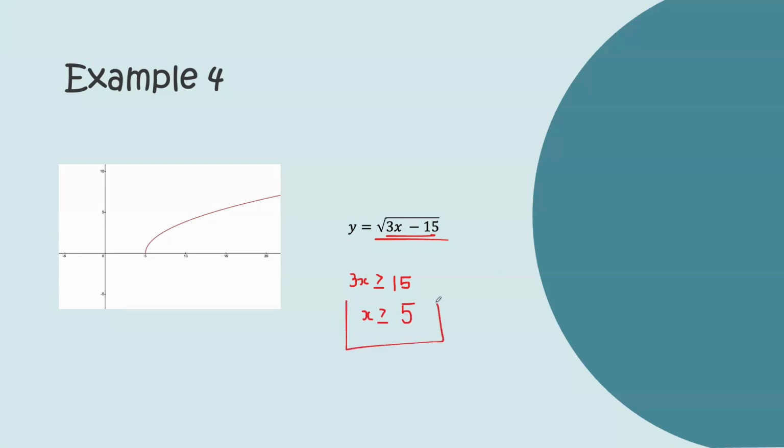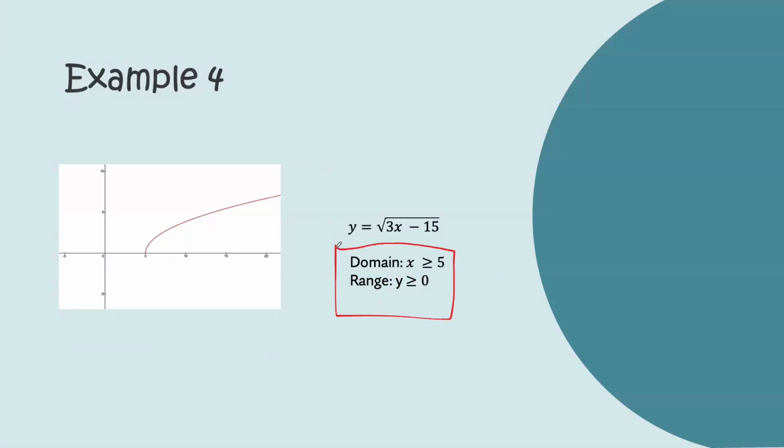And that's going to be our domain here. As long as x is greater than or equal to 5, this square root or this equation here will never be negative and will be good to go. And it's the same thing for y, since we can't square root a negative number, the answer of a square root can never be negative, so that stays the same. Okay? So again, the domain is x is greater than or equal to 5, and the range is y is greater than or equal to 0.